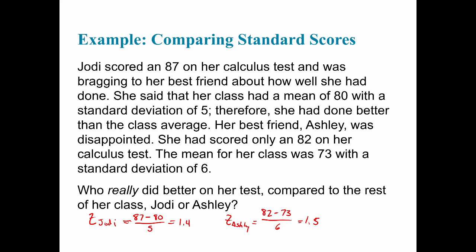To figure out who really did better, let's think about what these z-scores mean. We want there to be more data at or below the level that we're at, so we want a larger z-score. In this case, Ashley, with the larger z-score of 1.5, actually did better compared to the rest of her class than Jody did.